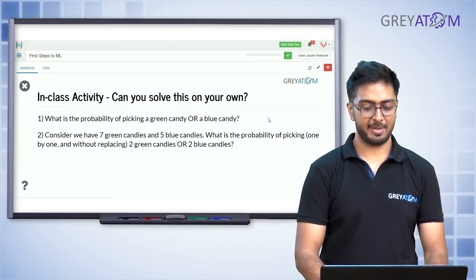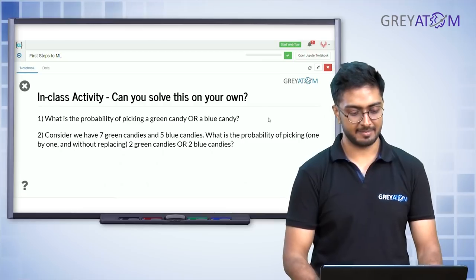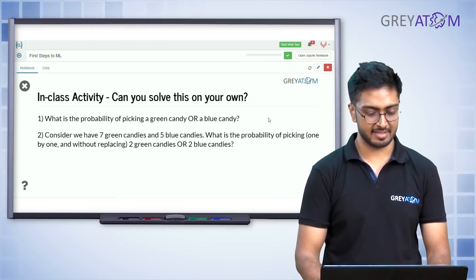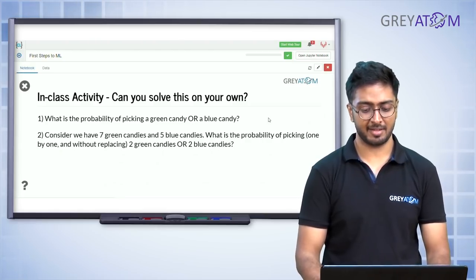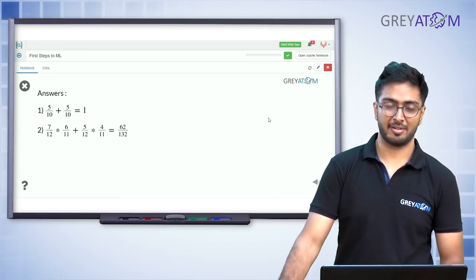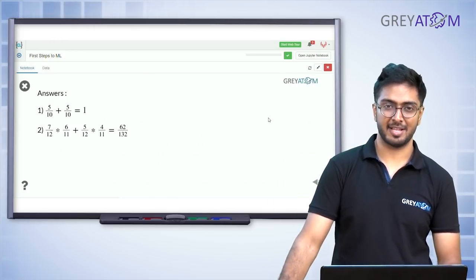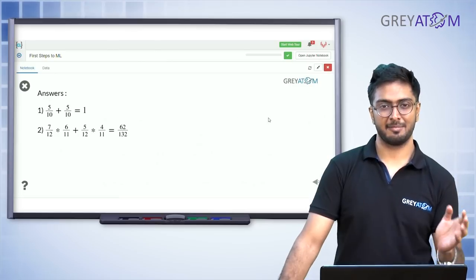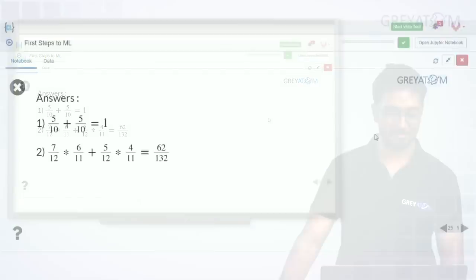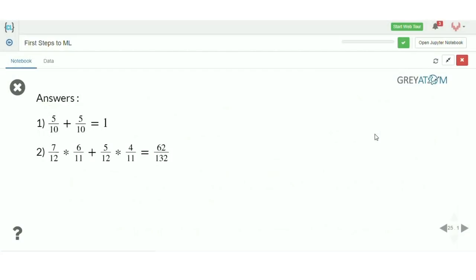So what is the probability of picking a green candy or a blue candy? And consider we have 10 candies. So let's do both of the cases. The first problem is, what is the probability of picking a green candy or a blue candy? The probability of picking a blue candy or green candy is mutually exclusive, right? If you're taking a blue candy and a green candy, it cannot be possible that you would have both of them. So obviously the answer is 5 by 10 plus 5 by 10, right? So that's perfectly fine. It's blue or green.